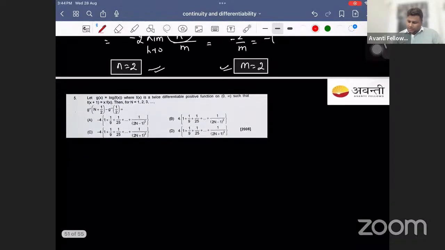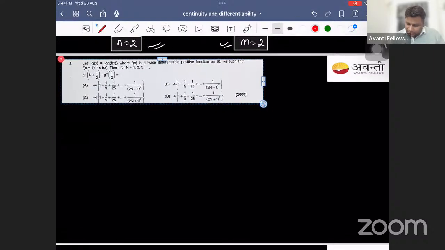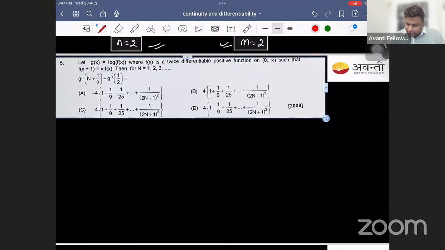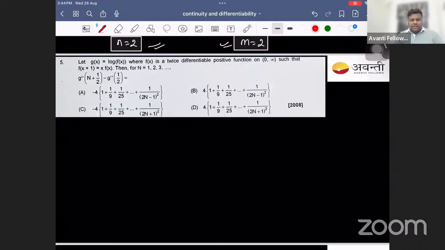Got it? Now, let's do this question. This is again a very good question once asked in JEE Advanced 2008. Question on derivative. First of all, let us absorb the info which they are providing. G of x is log f of x, where f of x is a twice differentiable positive function on 0 to infinity, such that f of x plus 1 is x f of x. So what they are saying is that f of x plus 1 equals x f of x. They are talking about g double dash of something.